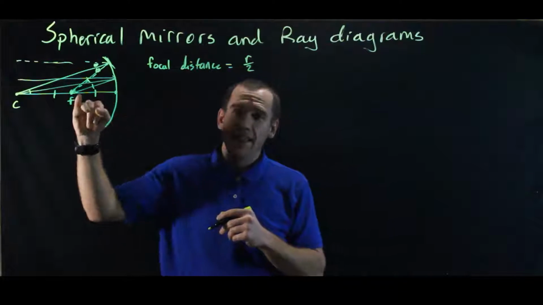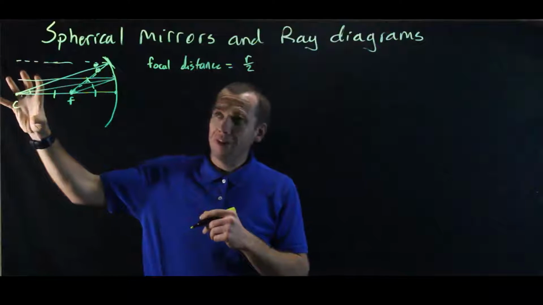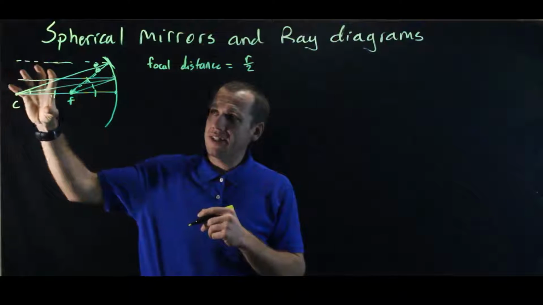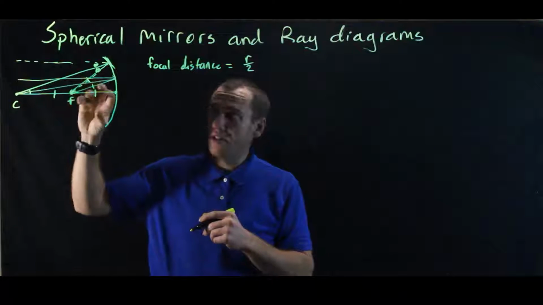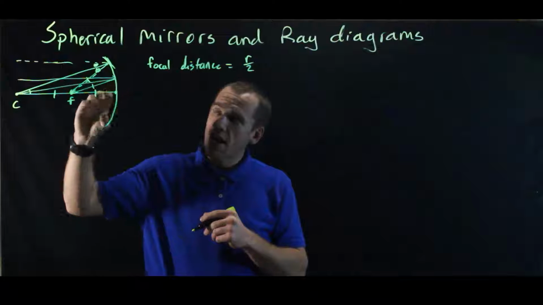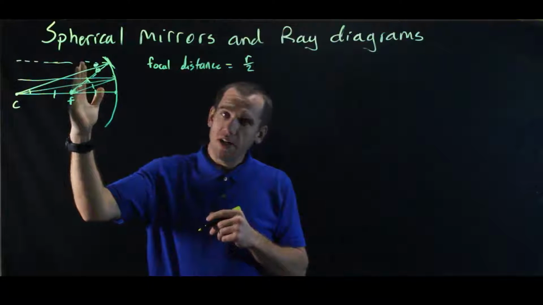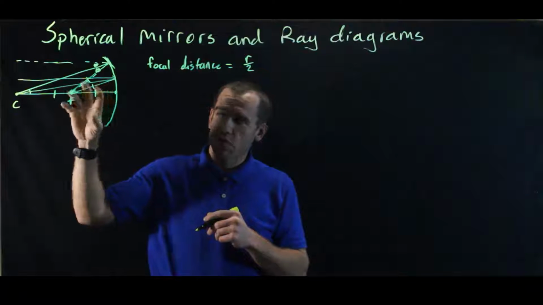Now, that is a helpful point to know because that's where parallel light rays from a great distance will come in and focus to. So if we were trying to look at an image of the sun, we could have the sun's rays come into this curved mirror, and then we would put a screen right here at the focal point, and we would see the image of the sun produced right there.